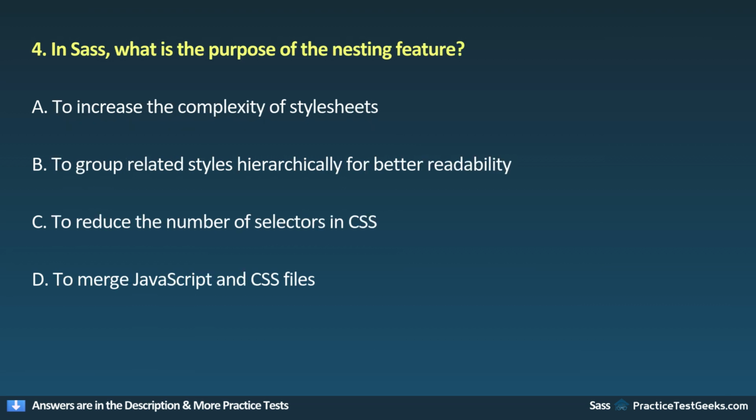4. In Sass, what is the purpose of the nesting feature? A. To increase the complexity of style sheets. B. To group related styles hierarchically for better readability. C. To reduce the number of selectors in CSS. D. To merge JavaScript and CSS files.